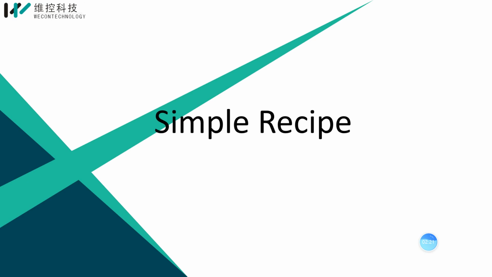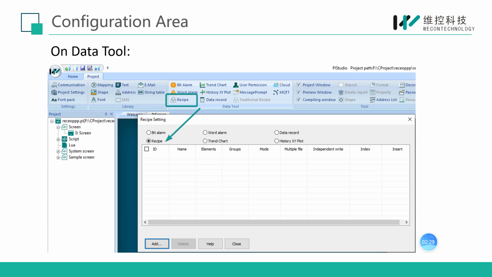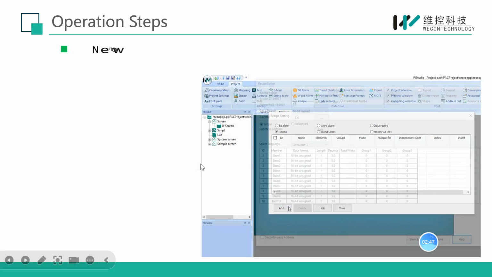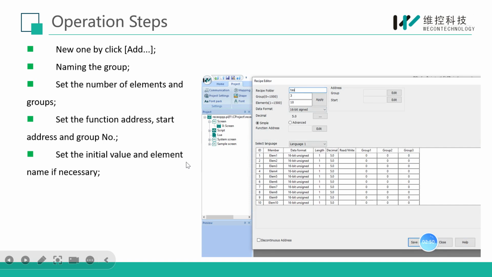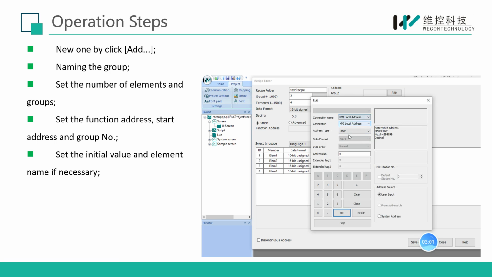So the second one is about our HMI recipe mode. The first one is the simple recipe. Same as the other record configuration, we can find the edit configuration area on the data tool. We can edit by clicking this add, and name is the group name. For example, my recipe folder is drink, something like this.